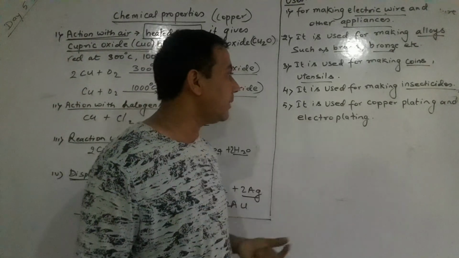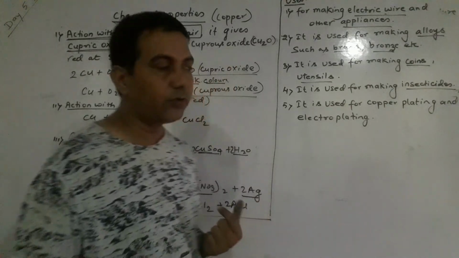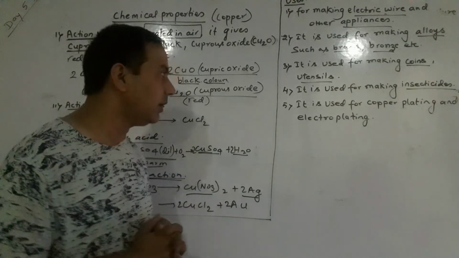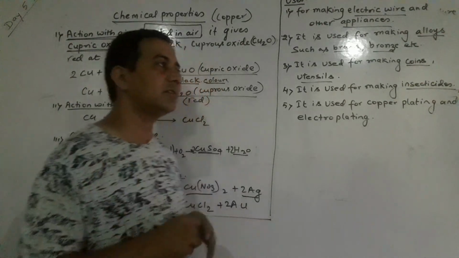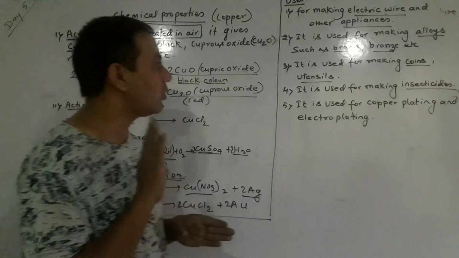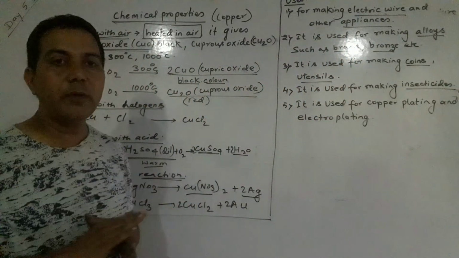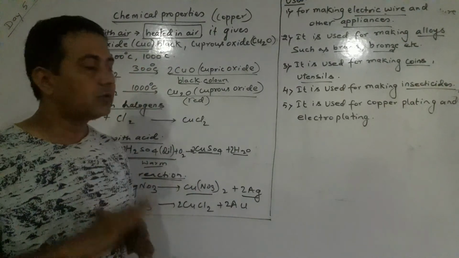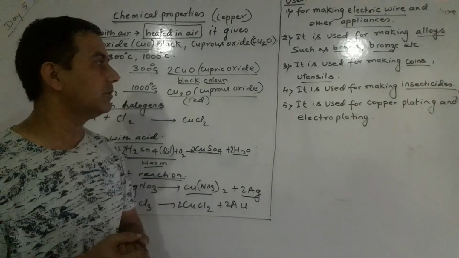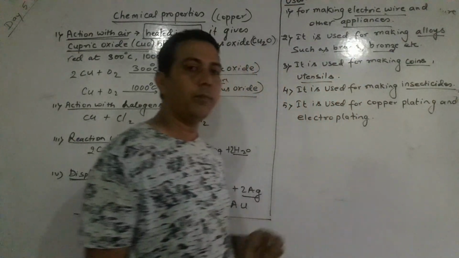Then it is used for copper plating and electroplating. Electroplating means plating by passing electricity, and copper plating means some metals like iron and others are coated with copper. That is called copper plating. So the coating of copper over other metals is called plating. For this, copper must be present.